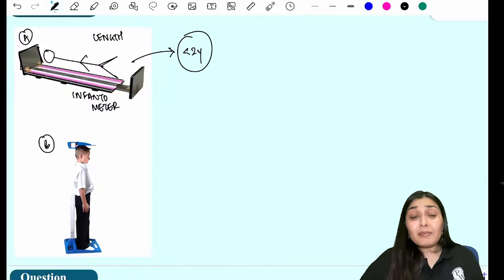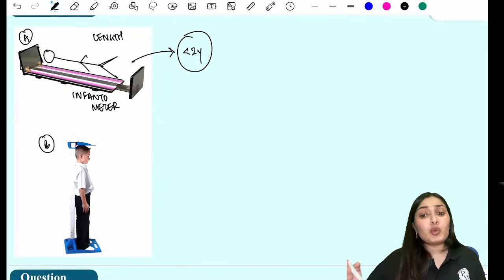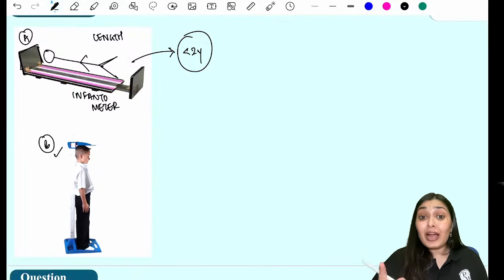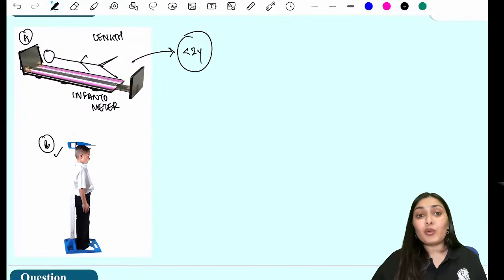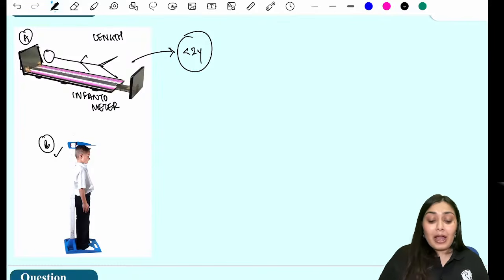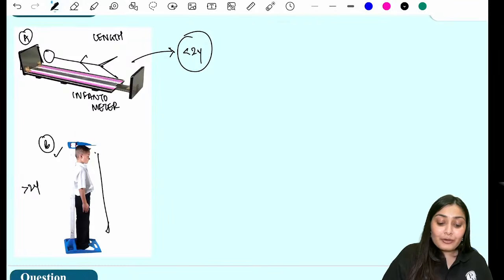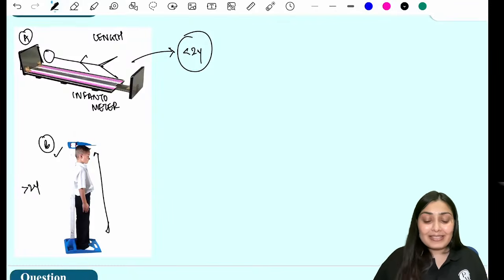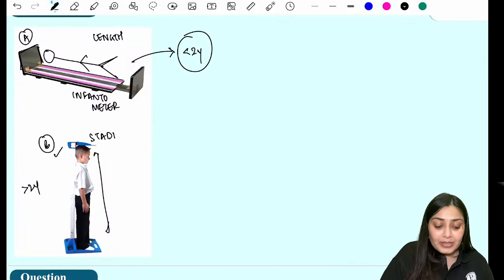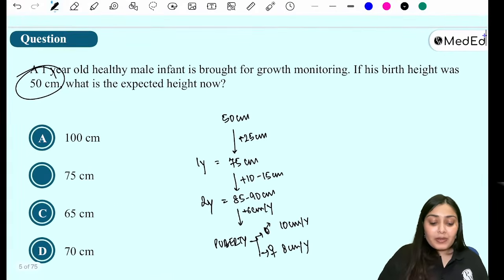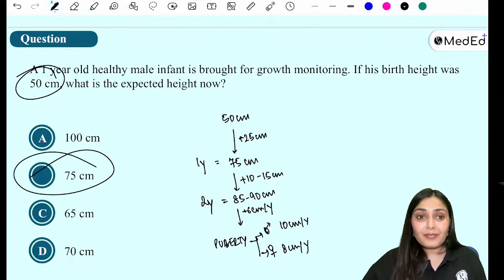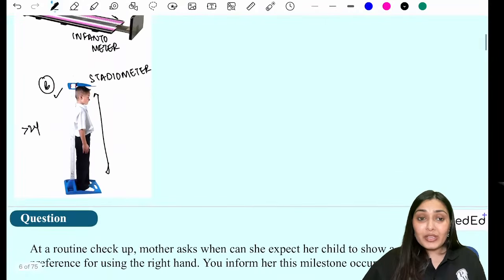Now you might ask me, ma'am, the name itself has Infantometer and we know that by 1 year of age the child can stand. So why cannot I use this device and measure the height? Why am I still measuring the length? Because till 2 years of age we have physiological bowing of legs. So till 2 years you are going to use this Infantometer and measure the length. After that you are going to measure the standing height of the child, and the device for measuring this height is Stadiometer. Stadiometer, right? So what would be the correct answer over here? 75 centimeter, B, right? And we also covered some of the associated questions.